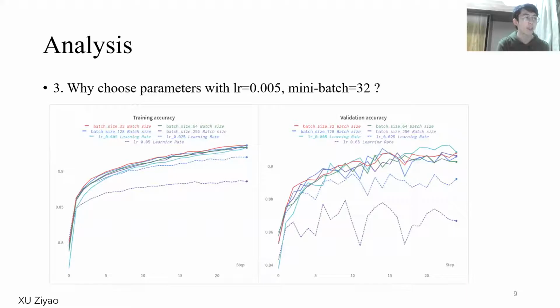And the third, why choose the learning rate equal to 0.05 and the mini batch size equal to 32. From these pictures, we can see I did the experiments with the retrospective loss and without the retrospective loss. And from the results in this picture, we can see the best training accuracy in our work is with the batch size equal to 32 and the learning rate equal to 0.05. So that's why I chose these 2 parameters. That's all.